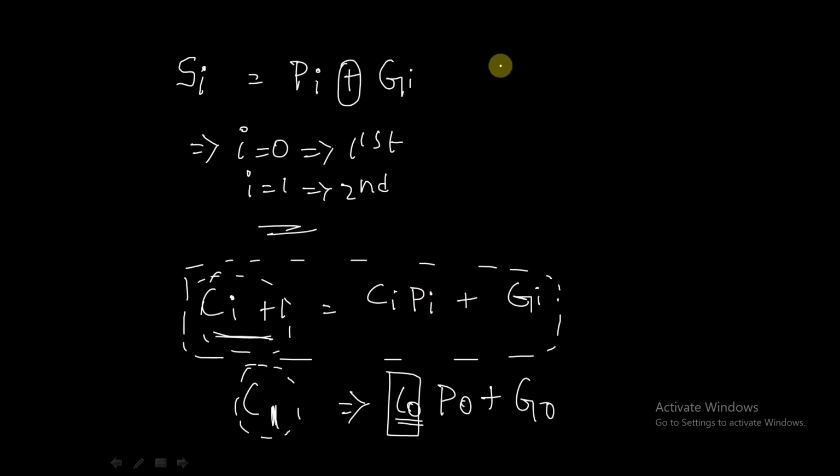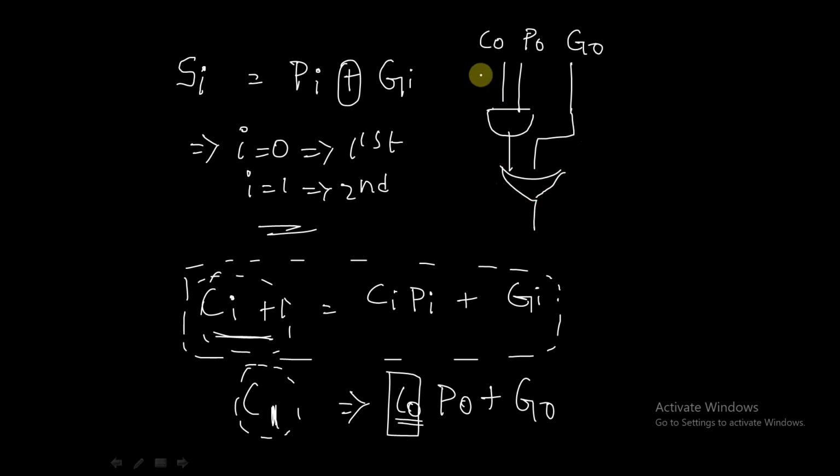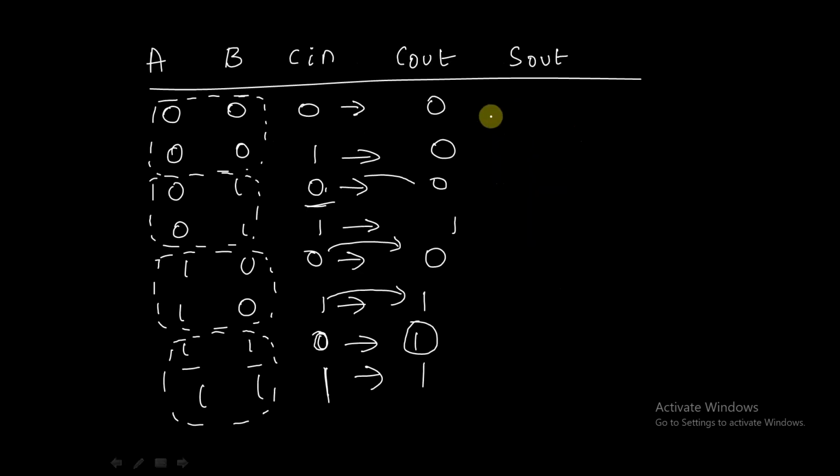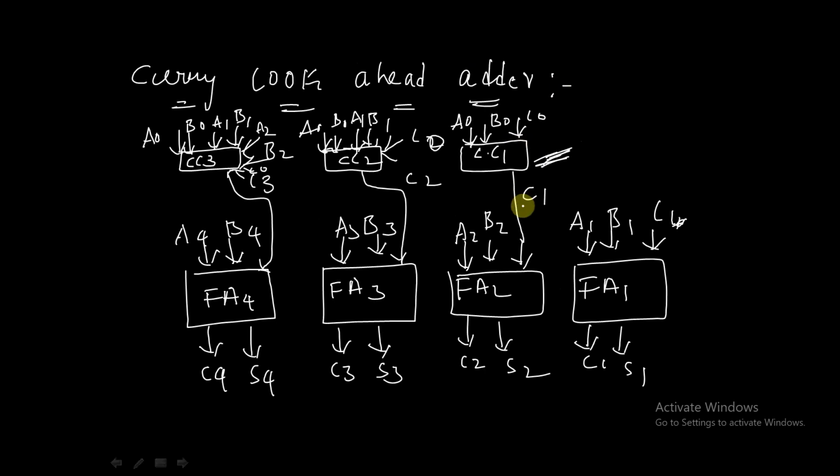We can use one AND gate and one OR gate, with inputs C0, P0 and G0. Like this we can connect them. So this is the black box logic diagram for this particular black box, that is the generation of C1.